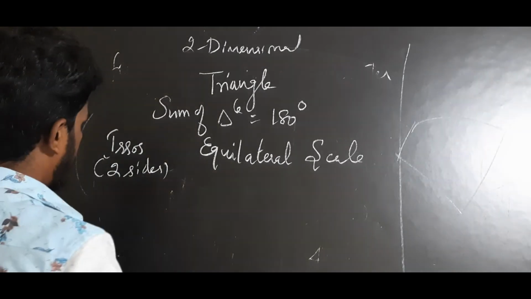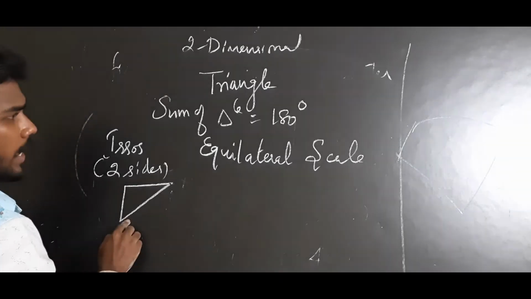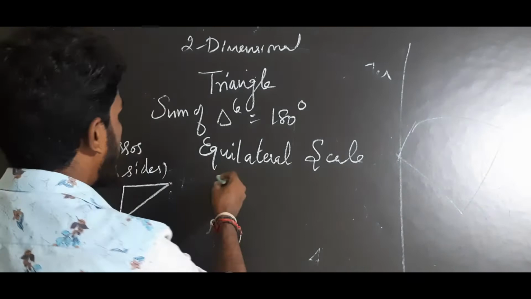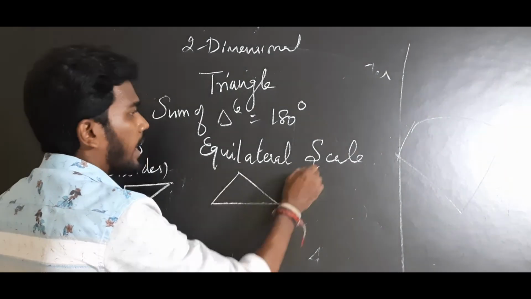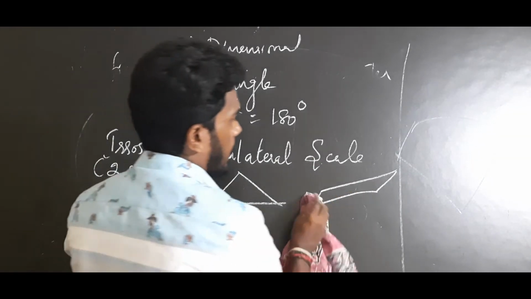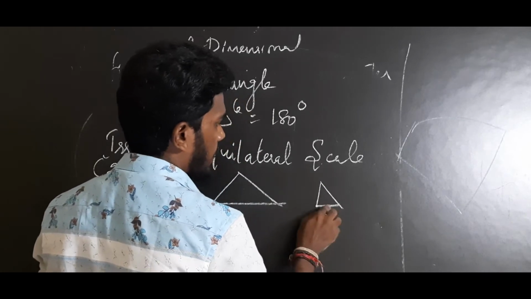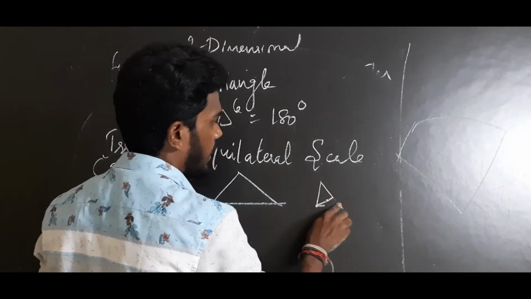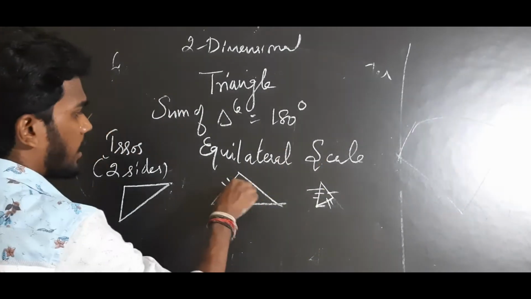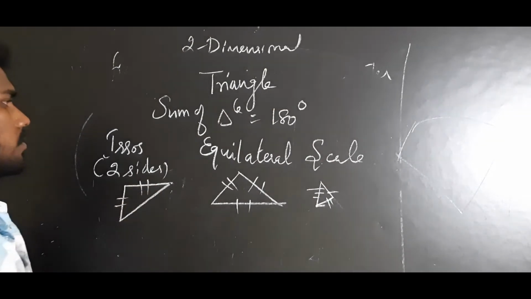In an isosceles triangle, 2 sides are equal, for example, or sometimes it is also called a right angled triangle. In an equilateral triangle, all 3 sides are equal. In a scalene triangle, all 3 sides will have different values. Then it is called a scalene triangle. In an equilateral triangle, all will have the same value, and in an isosceles triangle, 2 sides will have the same value.